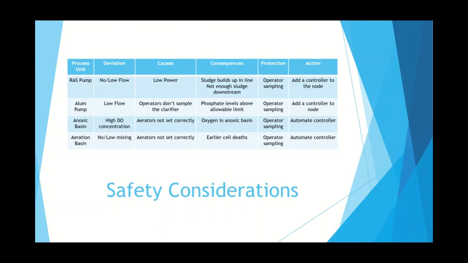The lack of dissolved oxygen from the aerators will cause a similar scenario. A lack of oxygen will stress the cells and cause more cell deaths in the system. This will produce more foam on the surface of the water, requiring a longer residence time in the clarifier. Otherwise, it will cause later problems in other units. All of these issues can be protected against by sampling the water periodically to ensure the concentration levels are accurate. Adding a controller can help prevent these issues from occurring.